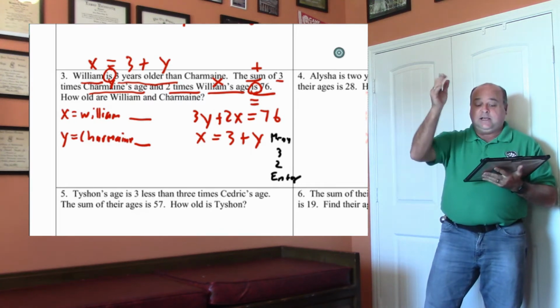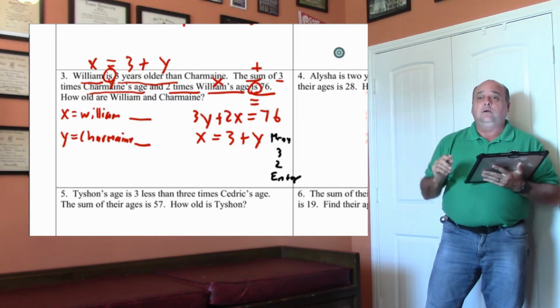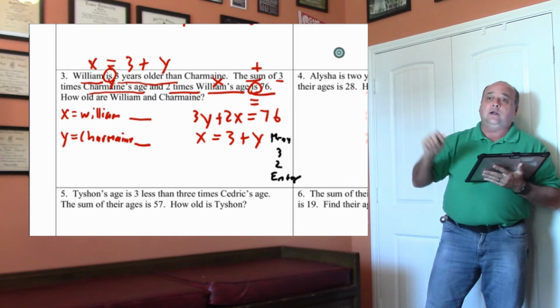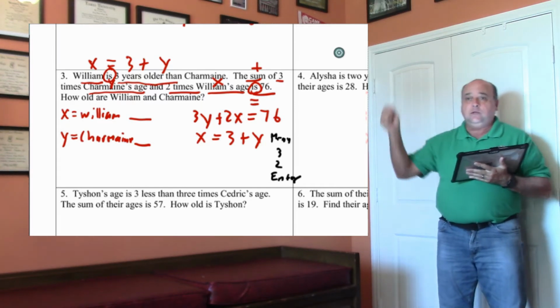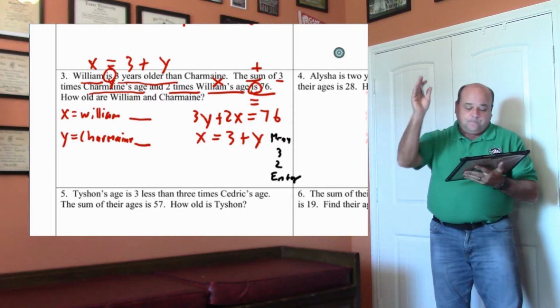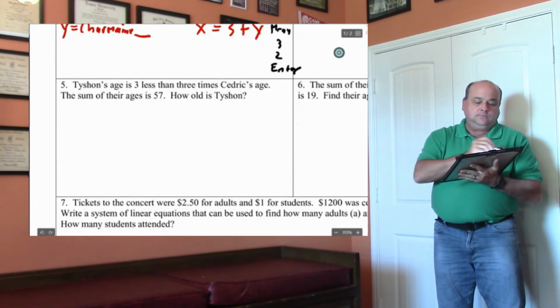You would just replace the x with 3 plus y, solve it, okay? I would prefer you use a calculator on the word problems. That way you get used to using the calculator. Let's go to number 5.